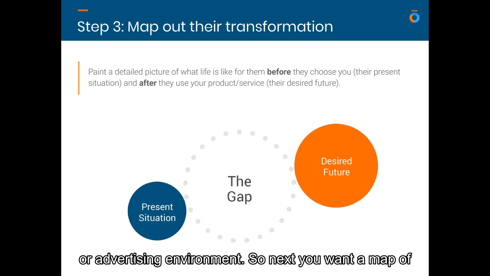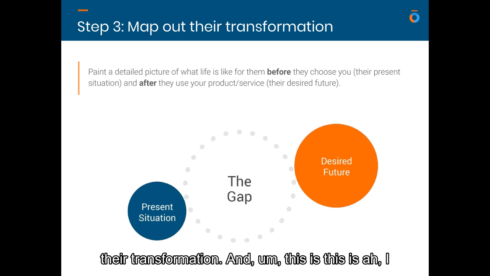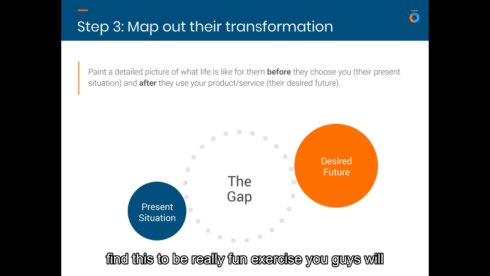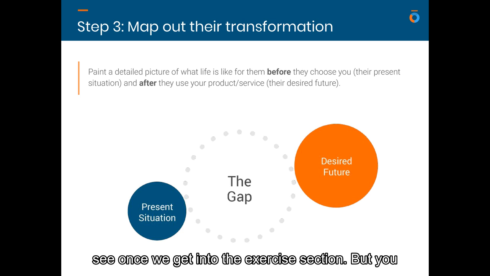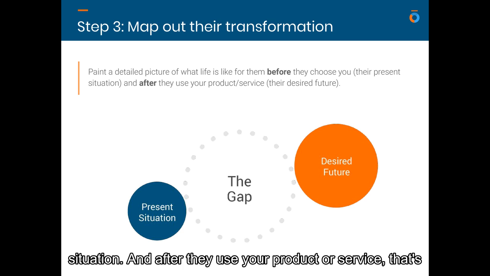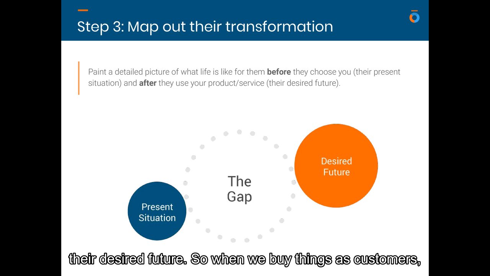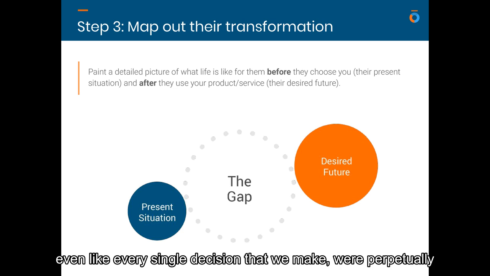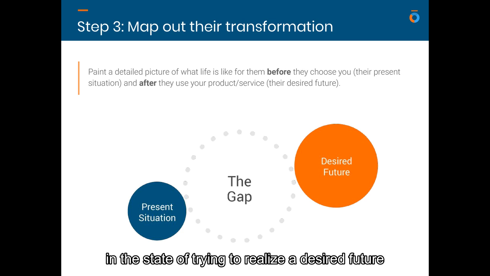So next, you want to map out their transformation, and I find this to be a really fun exercise. You guys will see once we get into the exercise section. But you want to paint a detailed picture of what their life is like before they choose you, and that's their present situation, and after they use your product or service. That's their desired future. So when we buy things as customers, even every single decision that we make, we are perpetually in a state of trying to realize a desired future.